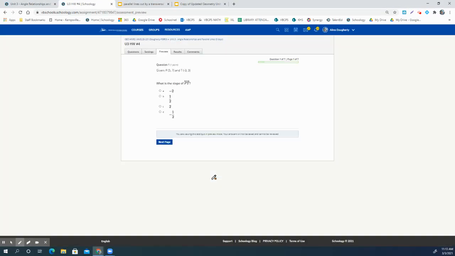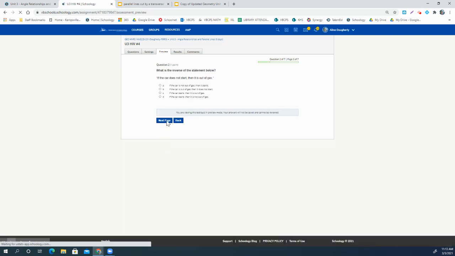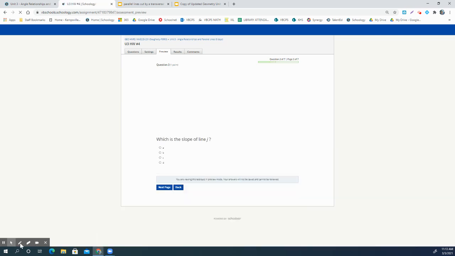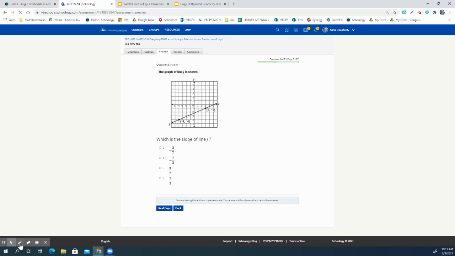So question 1 was not on our list. We're looking good with question 1. This is what I mean, so slow. Question 2 looked great, the inverse. Question 3, however. So this was our new stuff for slope.